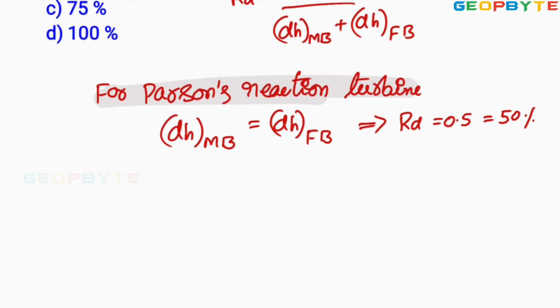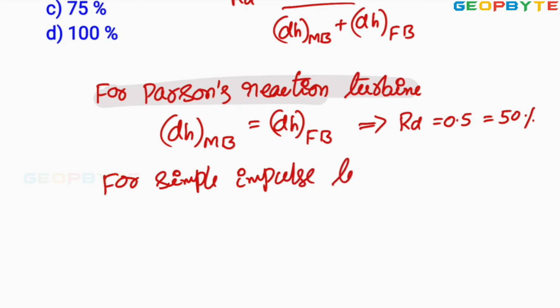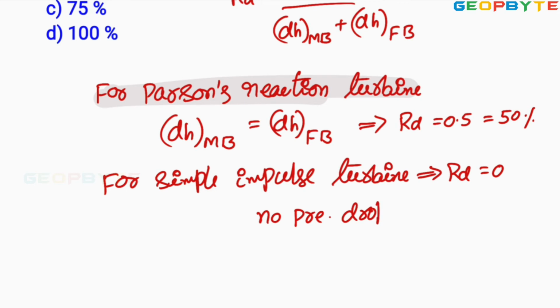Then you may have a doubt: sir, what is the degree of reaction for a simple impulse turbine? For a simple impulse turbine, the degree of reaction RD equals 0, because for the simple impulse turbine there is no pressure drop. If there is no pressure drop, no enthalpy drop.